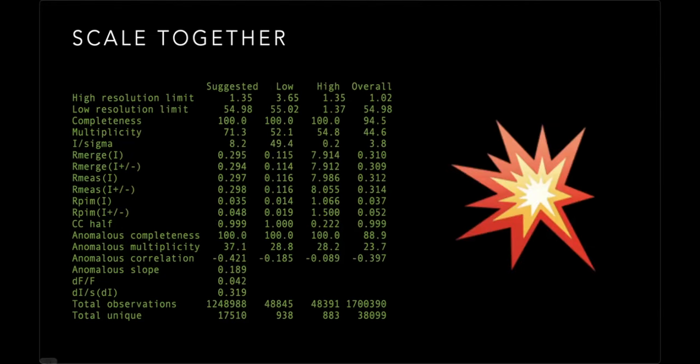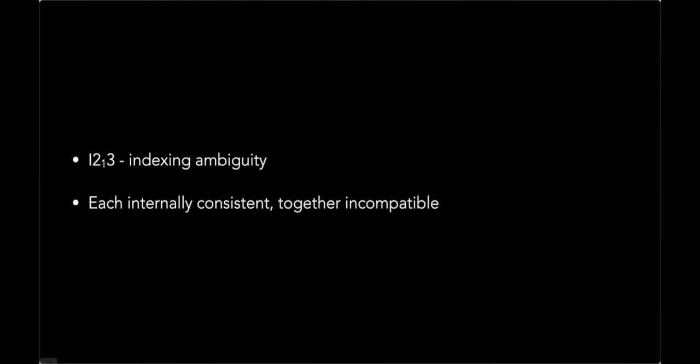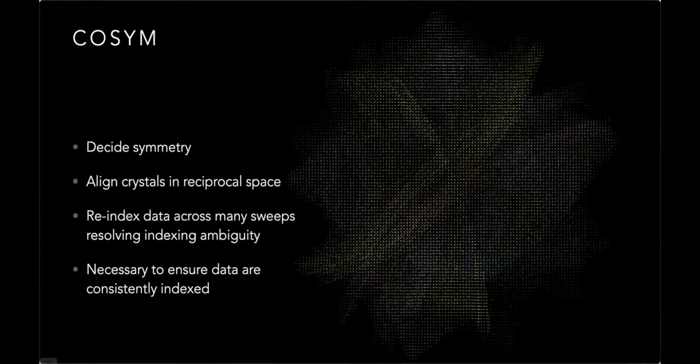No, it got lower, and this is because this is cubic insulin, and it transpires that one of the lattices was indexed differently to the other lattice. So you have to make sure that these are internally consistent. And this is one of the tools that we developed over the last couple of years in DIALS, something we've called cosym. Essentially the job of this is to resolve the crystal symmetry and indexing ambiguity simultaneously by aligning the lattices in reciprocal space.